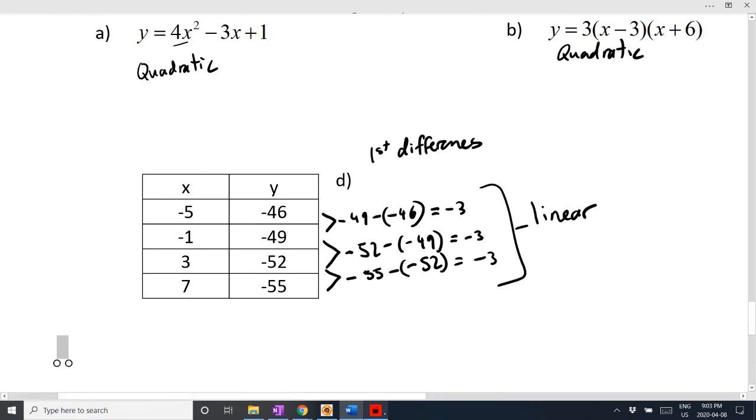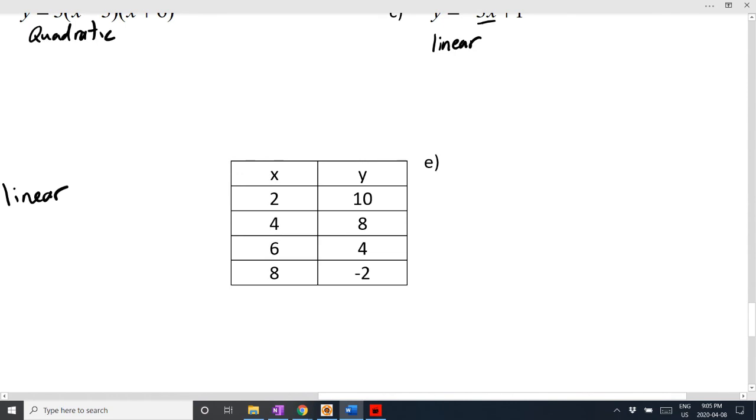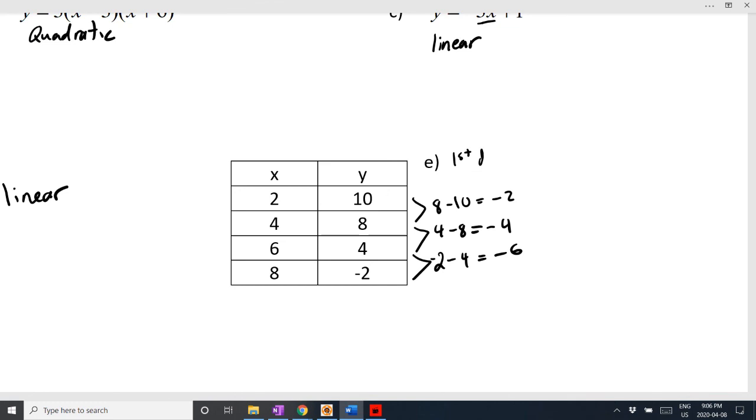Let's try E. Let's do our first differences with this chart. We'll have 8 minus 10, which is going to be -2. Then let's try these two: 4 minus 8, which is going to be -4. And then these two: -2 minus 4, which is going to be -6. So we can see from our first differences here, we have all different numbers. So let's try our second differences.